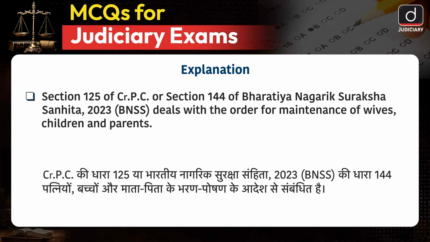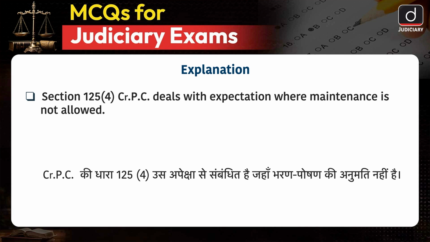Section 125 of the Criminal Procedure Code, or Section 144 of the Bharatiya Nagarik Suraksha Sanhita, deals with the order for maintenance of wives, children and parents. Section 125, subsection 4 of the Criminal Procedure Code deals with exceptions where maintenance is not allowed.